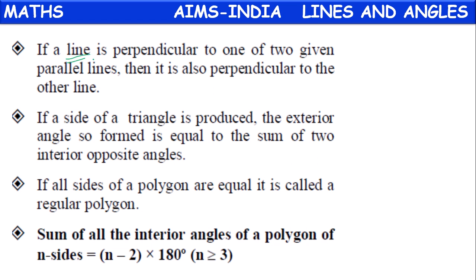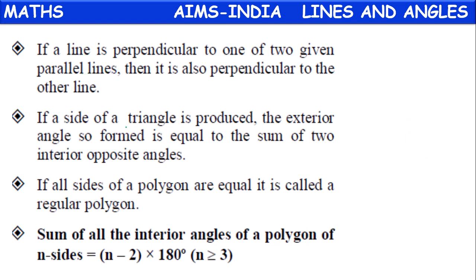Next, if a line is perpendicular to one of two given parallel lines, suppose two parallel lines are there and this is the transversal. If this transversal is perpendicular to one line, automatically it will be perpendicular to the second line, because these two are parallel.